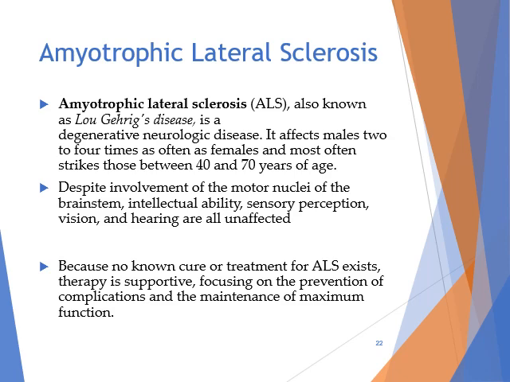Now let's jump to another neuro disease. Amyotrophic lateral sclerosis, or ALS. Now, it's also known as Lou Gehrig's disease. He was a baseball player. It's a degenerative neurologic disease. It affects males 2 to 4 times as often as females, and most often strikes those between 40 and 70 years of age. But that's the general rule, and always remember, it can happen before.